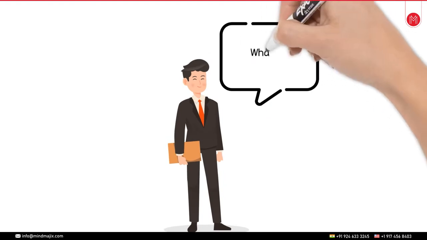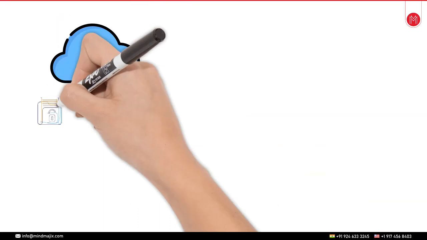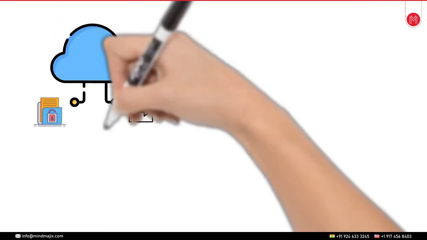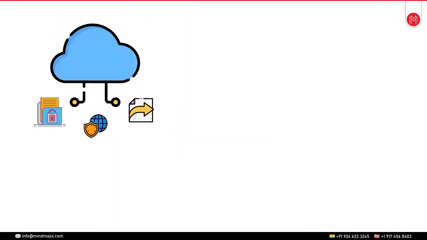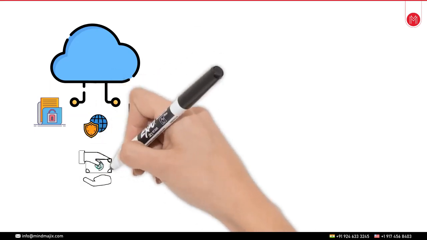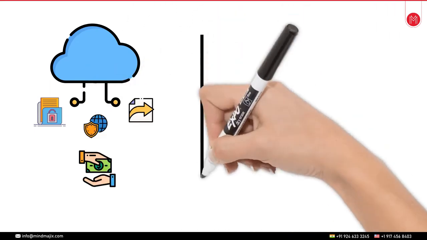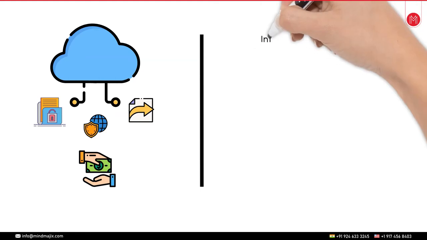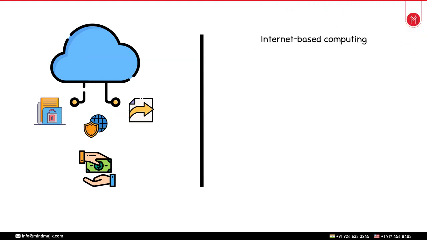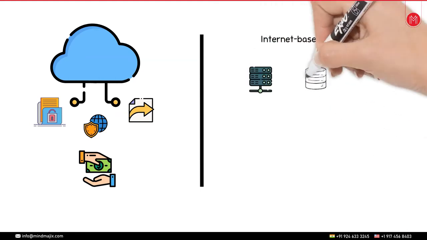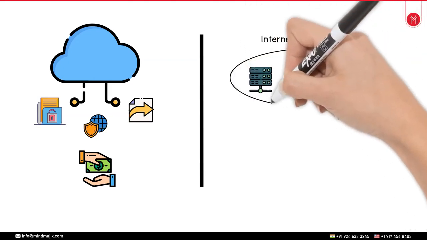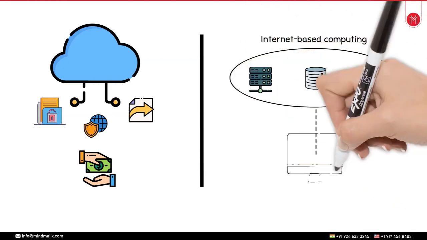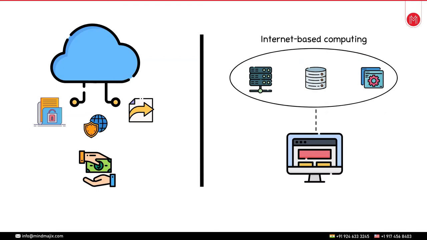So the main question here is, what is cloud computing? Cloud computing is a platform that allows people to access and share data in a secure and scalable way via the internet, and that too by using a pay-as-you-consume model. In other words, cloud computing can be thought of as internet-based computing where services such as servers, storage, and applications are delivered to the company's computers and other devices in a cost-efficient manner.